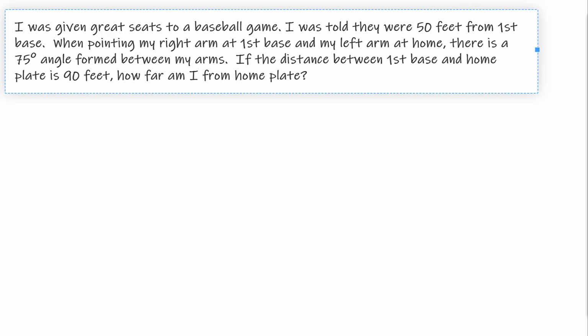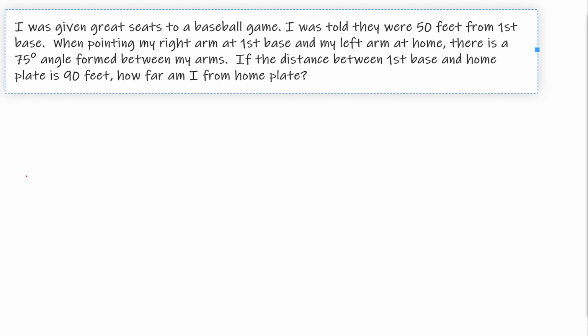Of course, applications are where this all comes to most benefit. So let's look at a couple of applications. I was given some great seats to a baseball game. I was told that they were 50 feet from first base. And when I got there and I pointed my right arm at first base and my left arm at the home plate, there was a 75-degree angle formed between my arms. Now, if the distance between first base and home plate is 90 feet, how far am I from home plate?